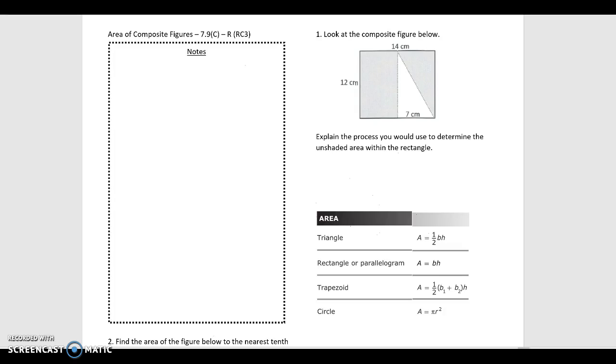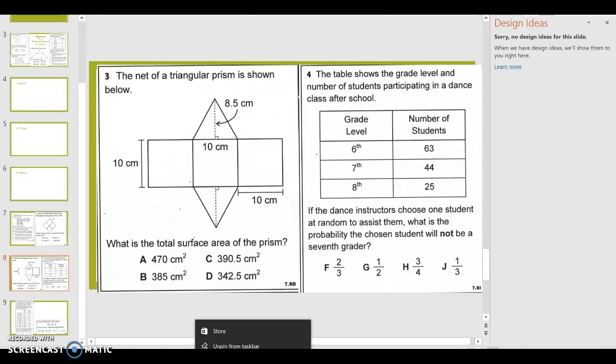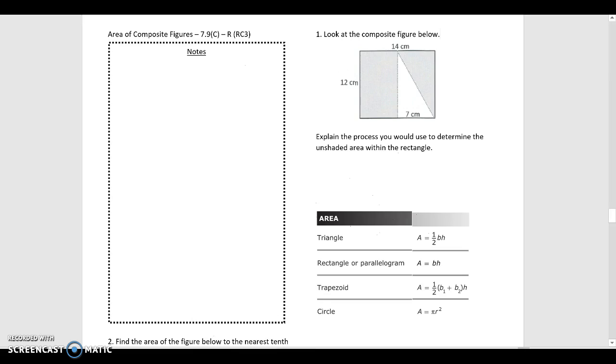Okay guys, so today we're going to do the area of composite figures. That means we're looking at the area of a shape that can be broken down into common shapes that we already know how to find the area of, such as a triangle, rectangle or parallelogram, trapezoid, and a circle. So we're going to start out by drawing these shapes.